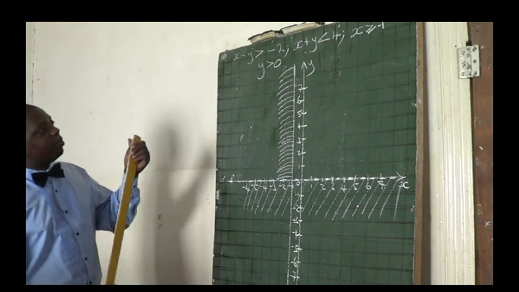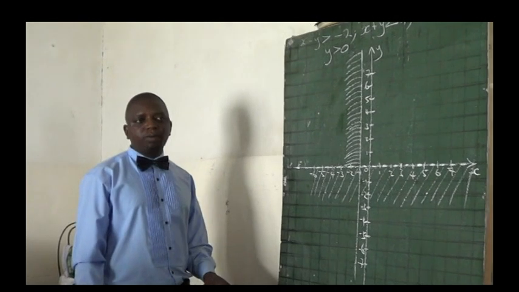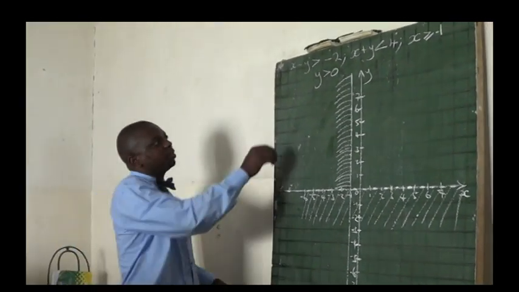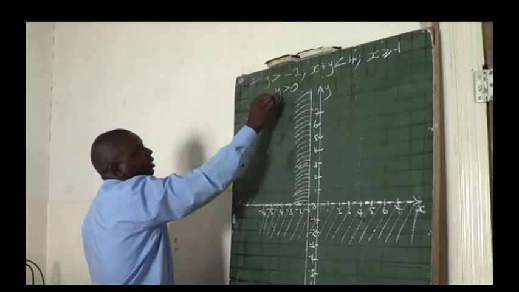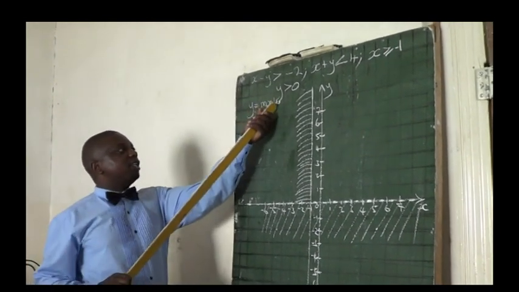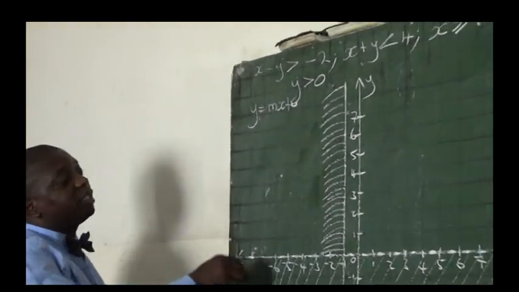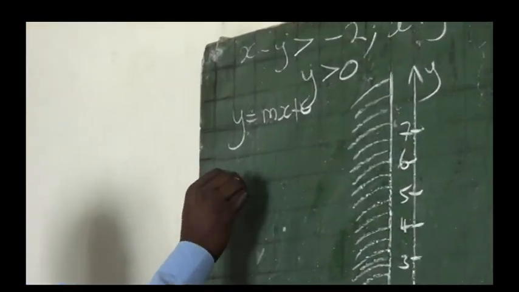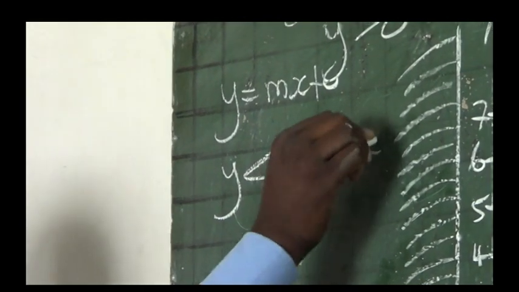Then you have x plus y is less than 4. We said we express it in the form y is equal to mx plus c, where c is the y-intercept and m is the gradient. So when we say x plus y is less than 4, it's like y is less than minus x plus 4.